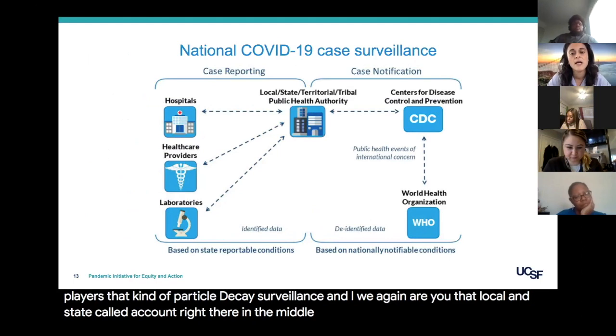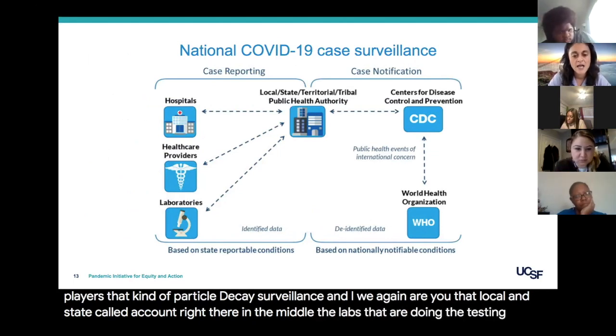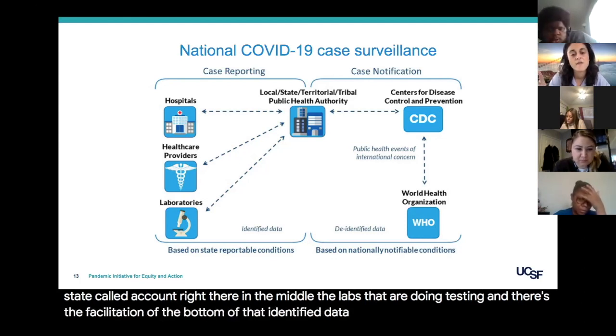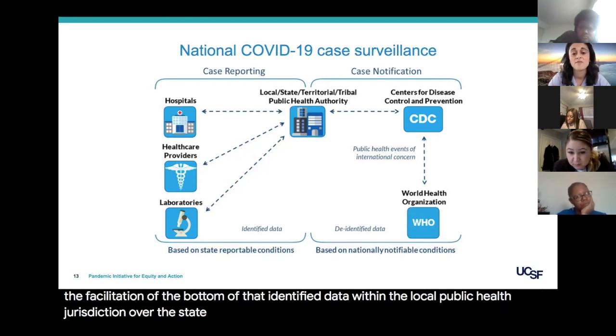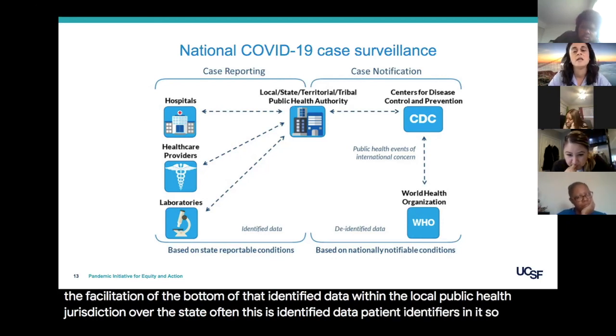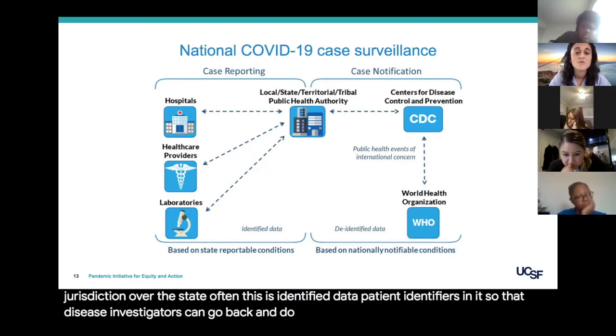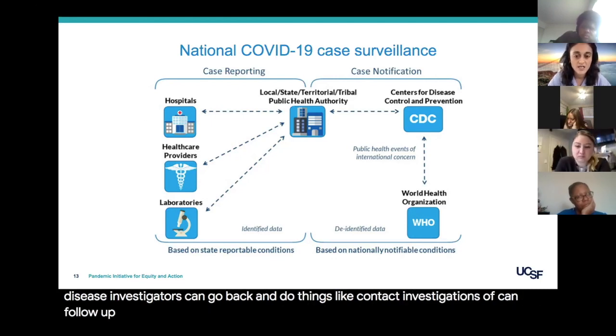If you're at a local health department, you're receiving case reporting from hospitals, from healthcare providers, from labs that are doing COVID-19 testing. And there's this notation at the bottom about identified data within the local public health jurisdiction and then the state. Often this is identified data with patient identifiers in it so that disease investigators can go back and do things like contact investigations and follow up and intervene.